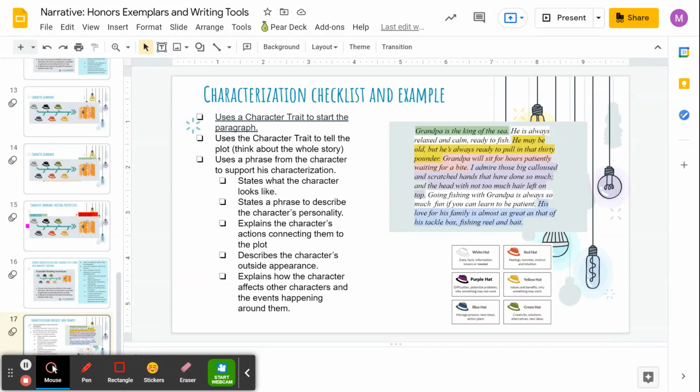This writer decided to use an extra white hat for the data, facts, and information. Going fishing with Grandpa is always so much fun if you can learn to be patient. So that's a fact about Grandpa.